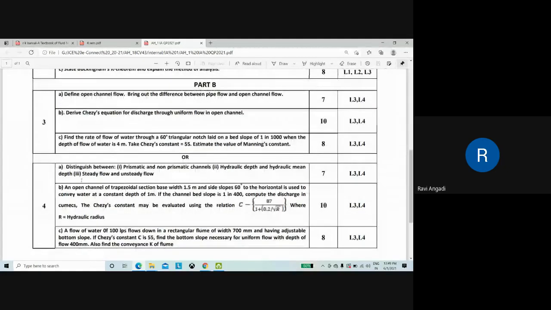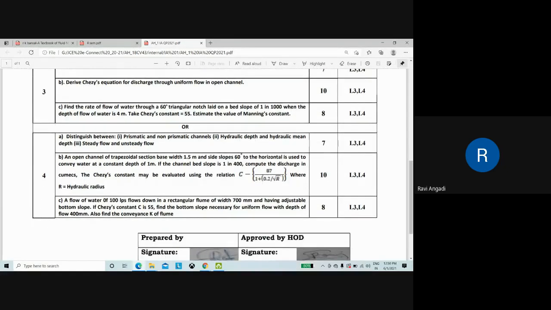Again, question number 4, I asked to distinguish between prismatic and non-prismatic channel. What is a prismatic and what is a non-prismatic? You have to give an example for a prismatic channel and non-prismatic channel, hydraulic depth and hydraulic mean depth, the definitions, then equations, steady flow and unsteady flow.